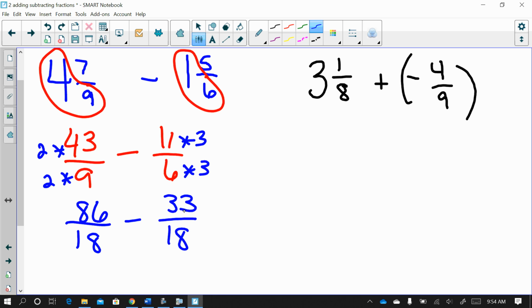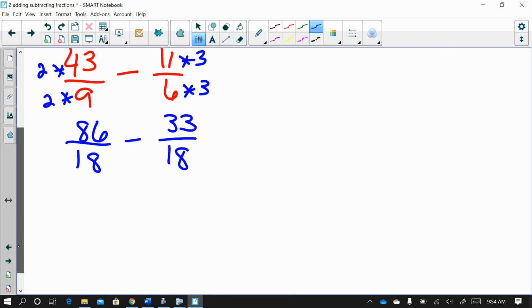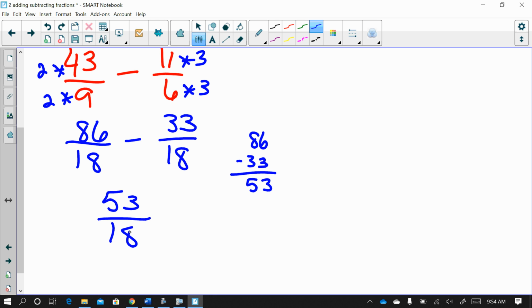33. Then we just subtract, off to the side if you need to. That gives you 53. So I have 53 over 18.